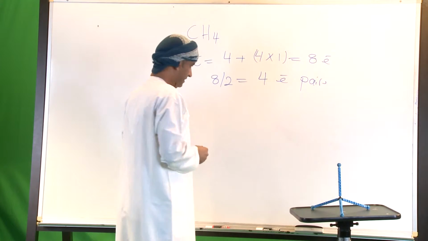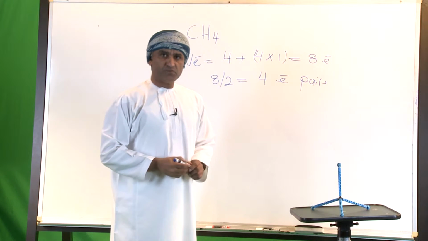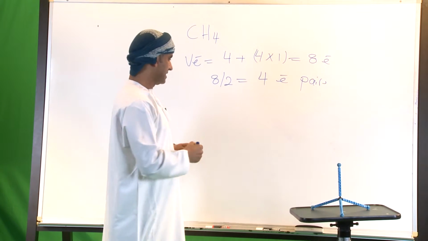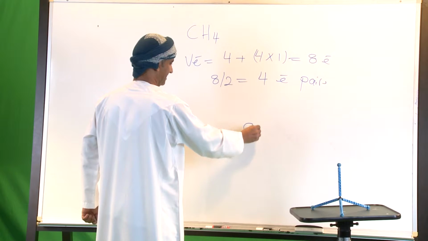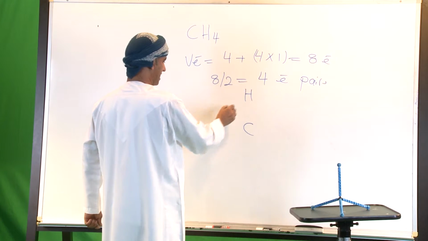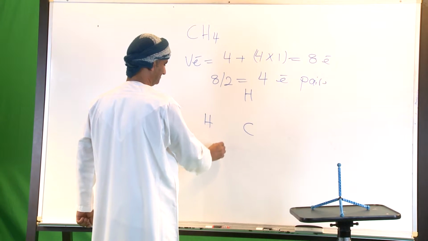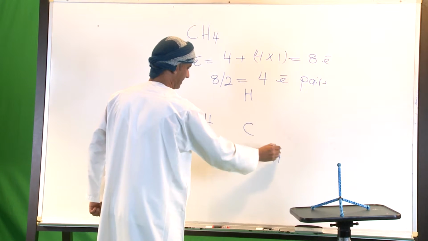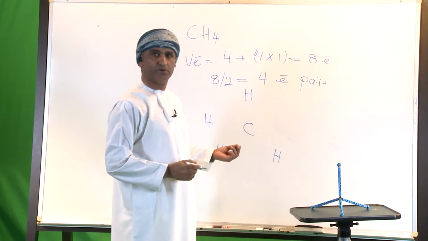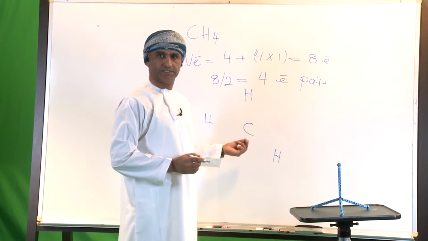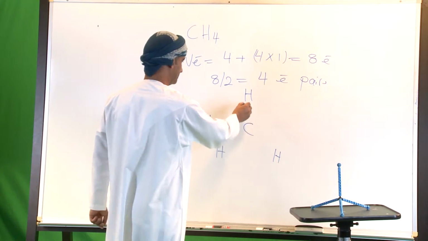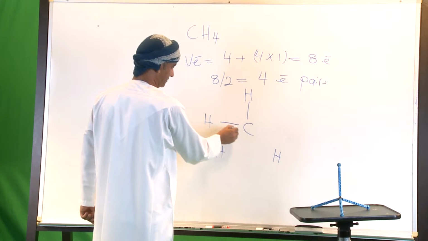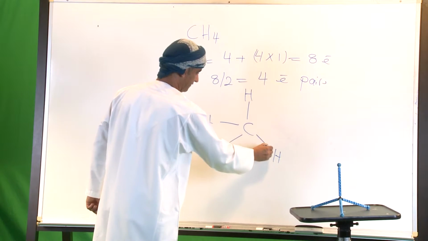From there on, we draw the central atom, which is carbon, and the surrounding atoms, which are hydrogens, and there are 4 of them. And then we draw a single bond between the central atom and each of these surrounding hydrogen atoms. So that's 1, 2, 3, 4.